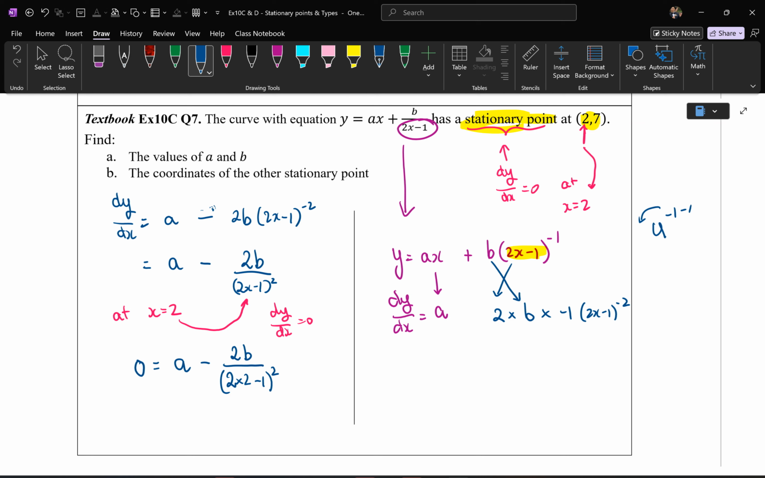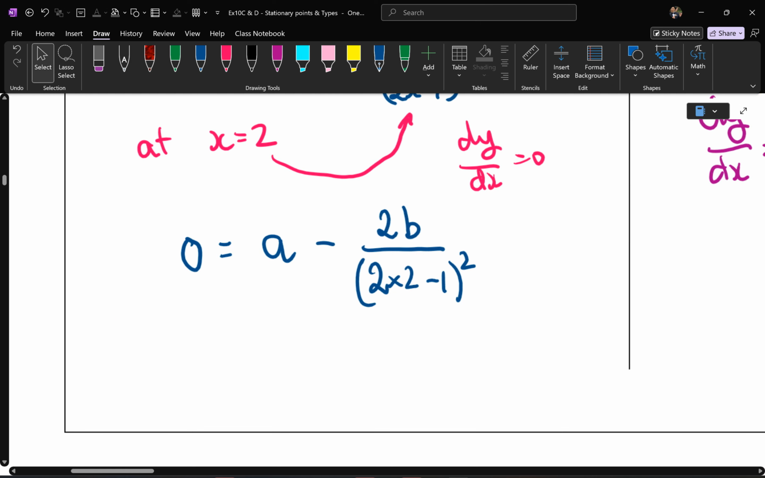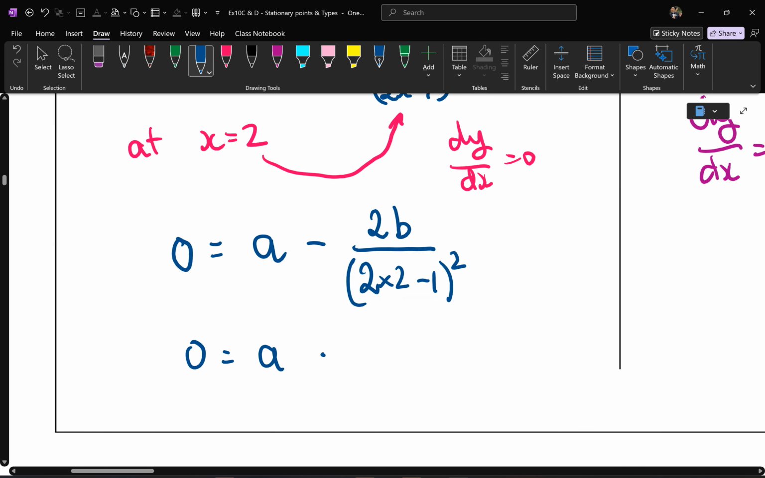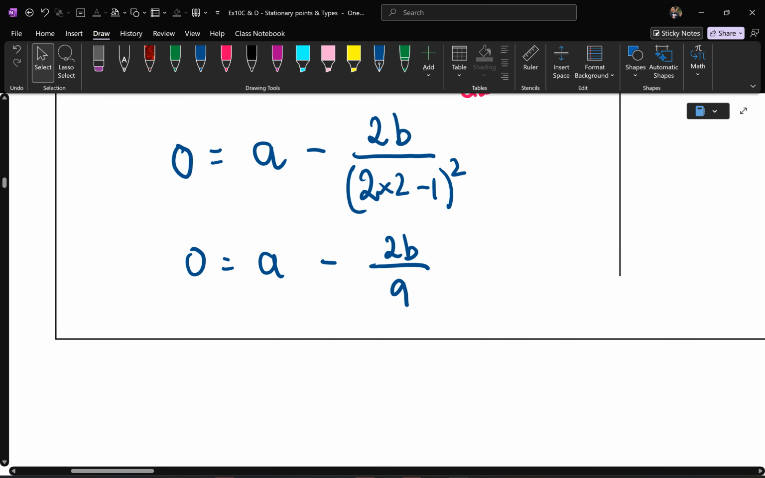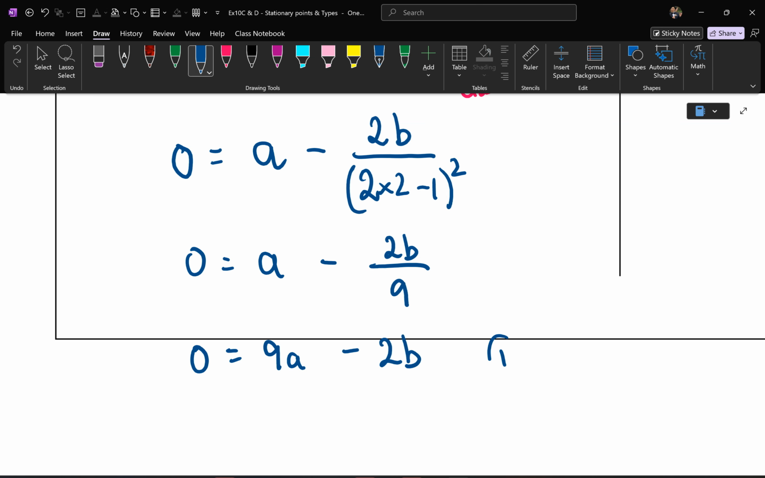So far, so good? No questions? Let's evaluate. This gives me a minus 2b over 2 times 2 is 4, 4 take away 1 is 3, 3 squared gives me 9. Another way of thinking about it is if you don't like that fraction, times all the terms by 9, and you get 0 equals 9a minus 2b. That's equation 1. Because if you've got 2 unknowns, you're going to need 2 equations to solve this problem simultaneously. I got 1 equation, and all I used was the derivative.